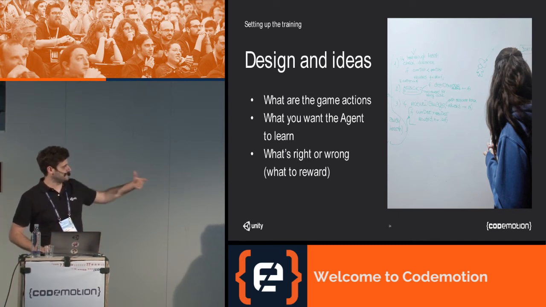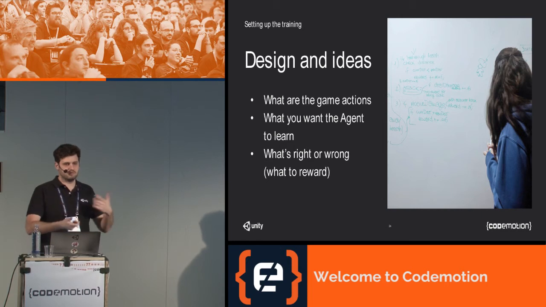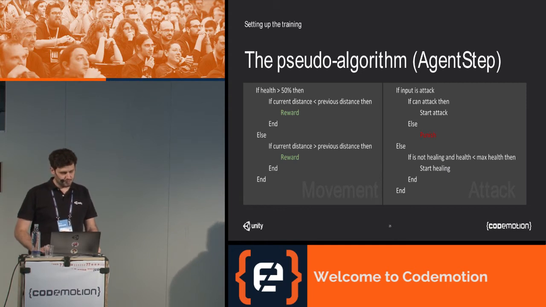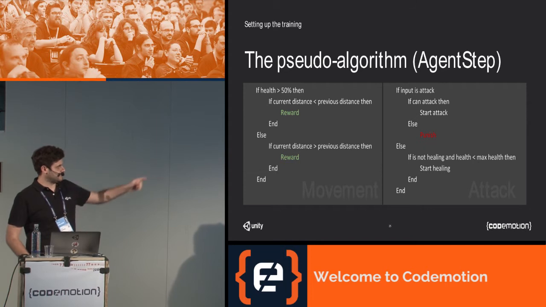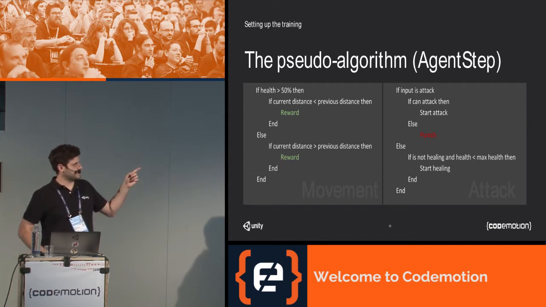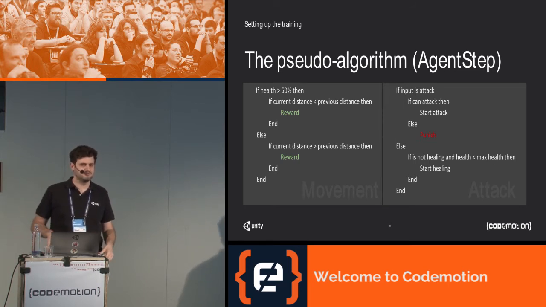So the third step is, of course, to define what's right or wrong in this behavior and provide rewards or negative rewards to push the agent to do what you want. The pseudo algorithm looks a bit like this. As I said, I call it the agent step. I mentioned the step before, because this happens in physics. So who of you has used Unity before? Okay, quite a few people.